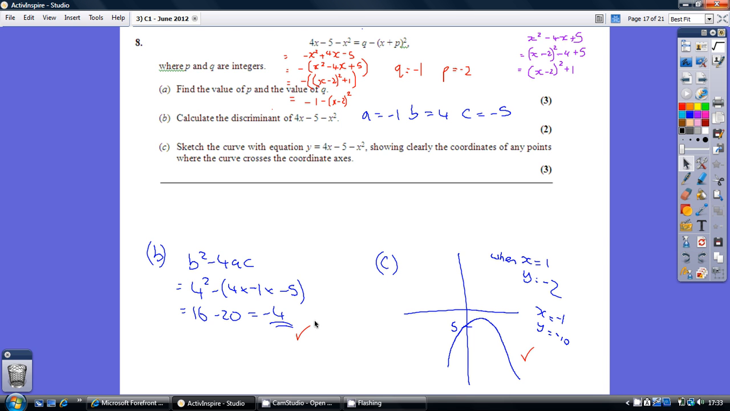So it will cross the y-axis, so we just basically go and see when x is 0, what value do we get? Well, when we substitute x is 0 in, we get 0 and 0 and a -5. So it crosses at 0, -5, so you need to have it crossing there. It's a sad face curve because it's a minus x squared. It doesn't cross the x-axis, so that's how our curve looks over there.